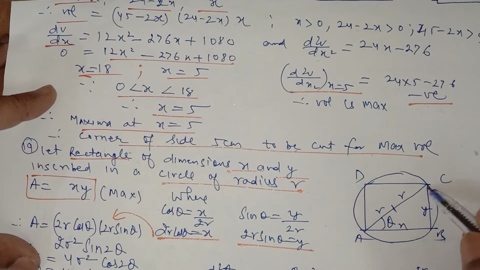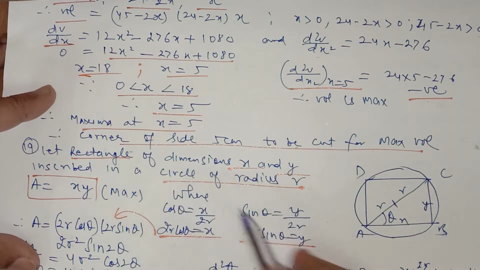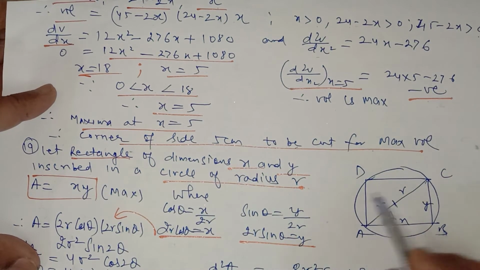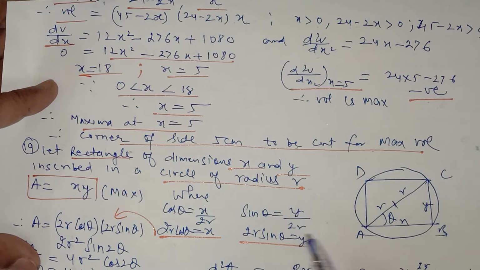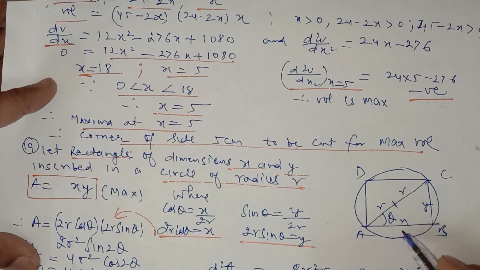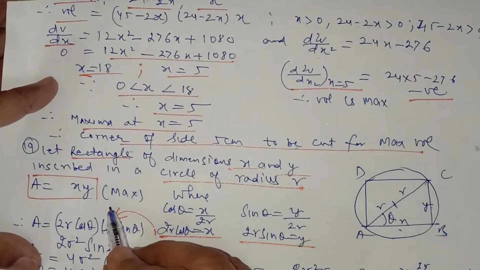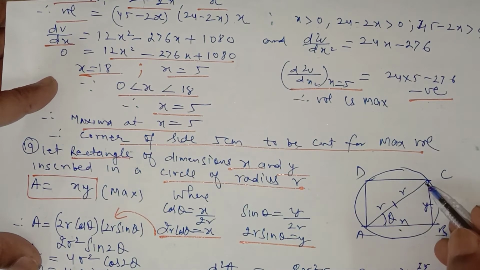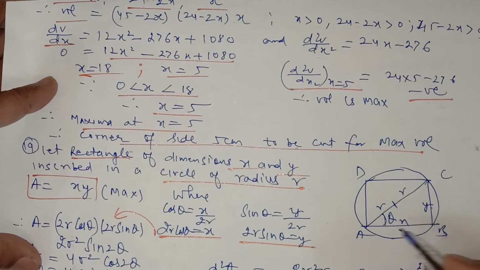Then the diameter of the circle will be the diagonal of the rectangle, so the rectangle of dimensions x and y is inscribed in a circle of radius r. Then you have to find the area of the rectangle, that is x into y, and prove it is maximum. Let the angle the diagonal makes with the length be theta.